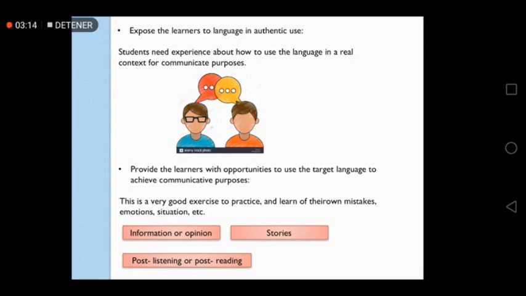Materials should provide the learners with opportunities to use the target language to achieve communicative purposes. This is a very good experience to practice and learn of their own mistakes, emotions, situations, etc. For example, give information or opinions, tell stories, post listening or post reading activities. Those are so good.